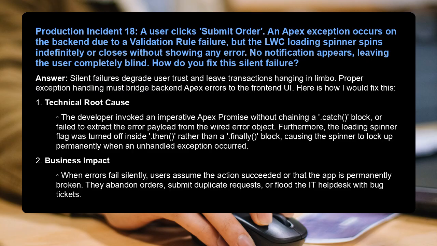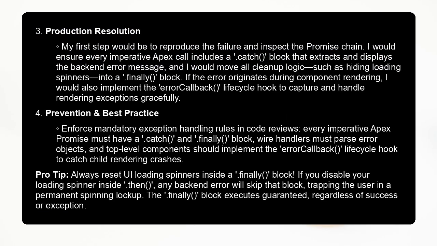2. Business impact. When errors fail silently, users assume the action succeeded or that the app is permanently broken. They abandon orders, submit duplicate requests, or flood the IT help desk with bug tickets. 3. Production resolution. My first step would be to reproduce the failure and inspect the promise chain. I would ensure every imperative Apex call includes a .catch function block that extracts and displays the backend error message. And I would move all cleanup logic, such as hiding loading spinners, into a .finally function block.